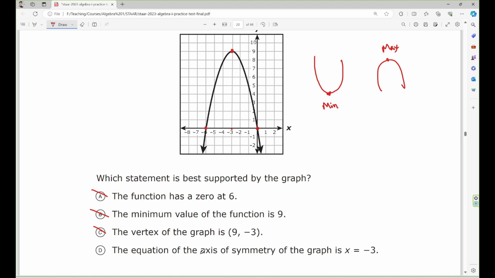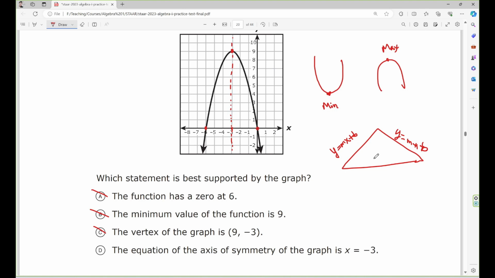The equation of the axis of symmetry of the graph is x equal negative 3. Yes, x equal negative 3 right here. So you just draw a straight line. This equals axis of symmetry. Alright, keep in mind the Christmas tree trick right here. The graph going like this, y equal mx plus b. This is y equal mx plus b.